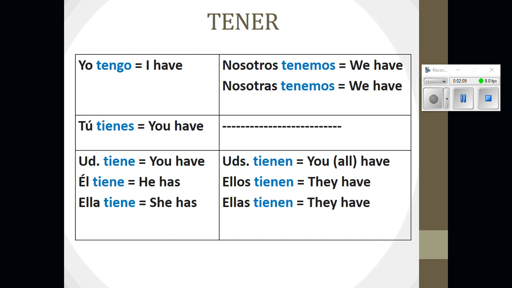Say them with me. Yo tengo, tú tienes, usted tiene, él tiene, ella tiene, nosotros tenemos, nosotras tenemos, ustedes tienen, ellos tienen, ellas tienen. Okay, pause the video at this time and fill in the chart. Notice it wants you to put the form of tener, which is blue on the PowerPoint, and it also wants you to put the translation in English on the second half of the chart. Okay, pause the video.